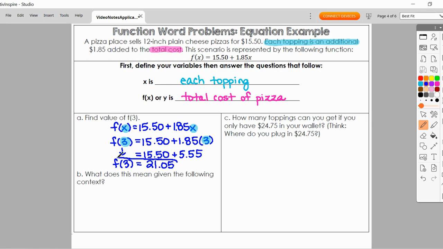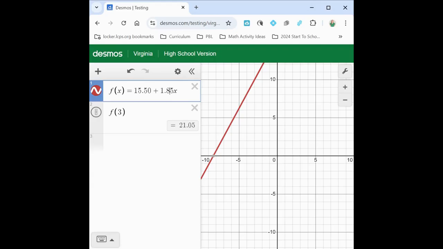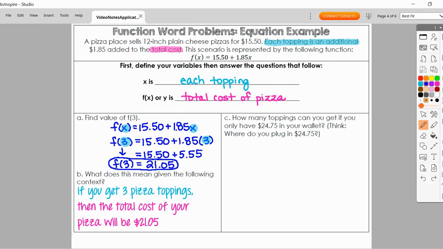Before we talk about what that means in the context of the problem, we're going to go to Desmos. In Desmos, I type in the original function given in the problem, f of x equals 15.50 plus 1.85x. And then underneath, I put in what I'm trying to find. I was trying to find the value of f of 3, and that gives me my answer in the gray box of 21.05.